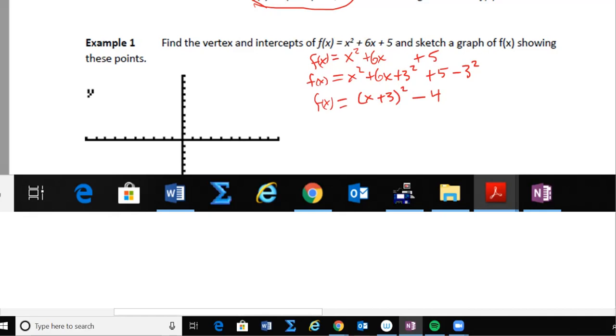All right, so in this form, I can see everything. I can see my vertex. Okay, vertex would be a -3, -4. X symmetry. We've got an x equals -3. And it opens up, right? And we can put a nice little sketch together. -3, -4, 1, 2, 3, 1, 2, 3, 4. So about there. The vertex opens up.